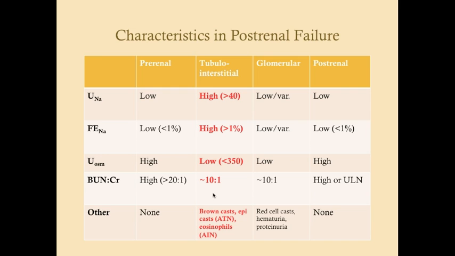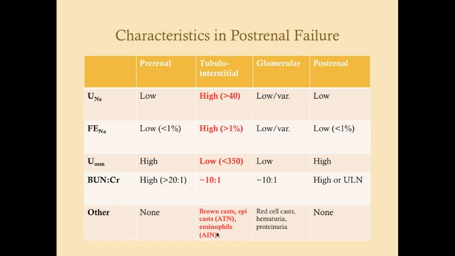What's going to be most prominent with tubulointerstitial diseases are these casts or sediments that you find in the urine. So with acute tubular necrosis, you'll find brown casts or epithelial casts, and I got a picture of that I'll show you in a little bit. With acute interstitial nephritis, you can find eosinophils, and you'll need to do a particular stain for that.